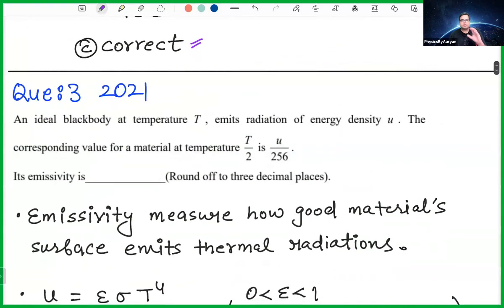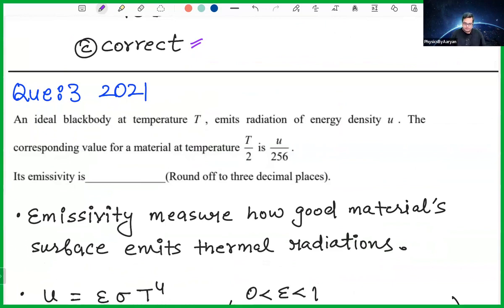Okay. Now comes the question 2021, third question. So you see in the last 3 years, 3 questions. So every year a black body question has been coming up. Now this question is a little bit different, and this question is actually a combination of ideal black body and non-ideal black body.